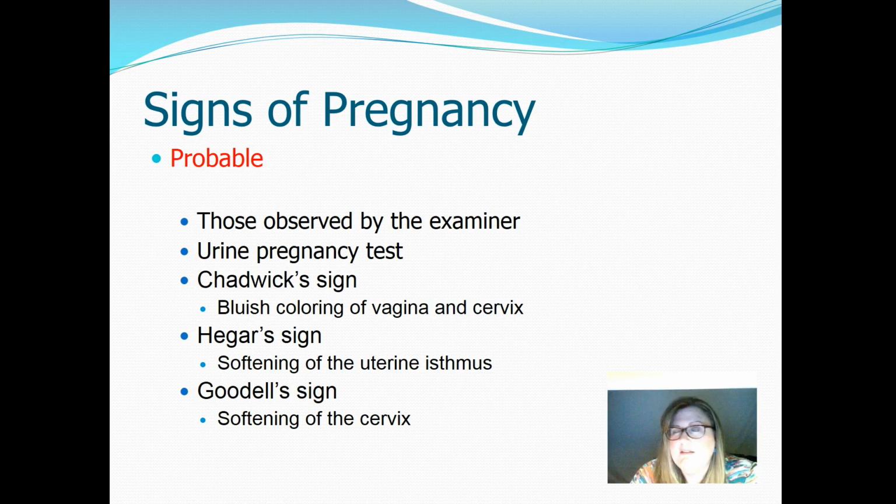It's because it becomes very vascular. All those vessels dilate so that the decidua can get as much oxygen and nutrients to the baby. The uterus completely dilates, and there's a lot of blood flow going to the uterus. So that's why there's a bluish coloring of your cervix and your vagina. Hegar sign, softening of the uterine isthmus or the sides of the uterus. It gets a little bit softer. And then Goodell sign is softening of the cervix.